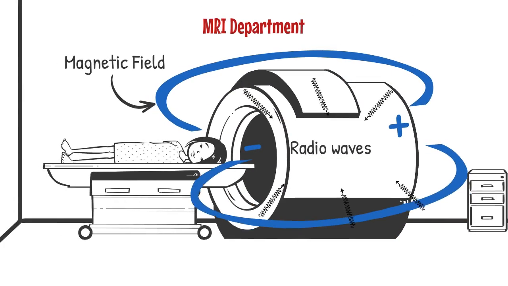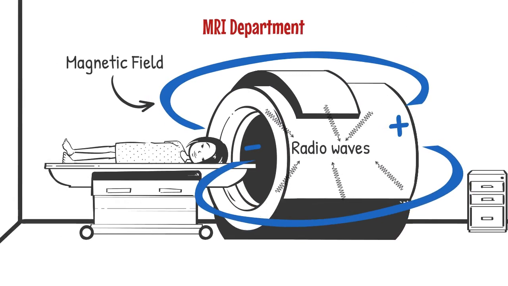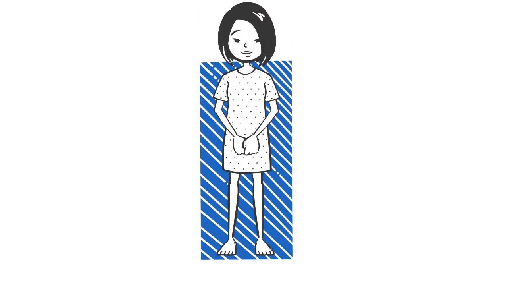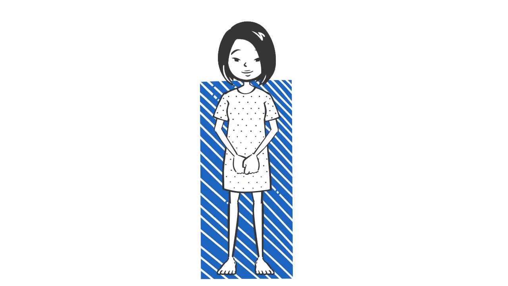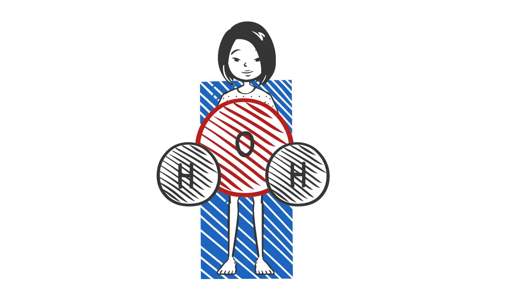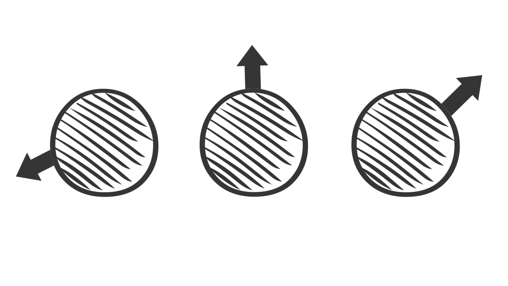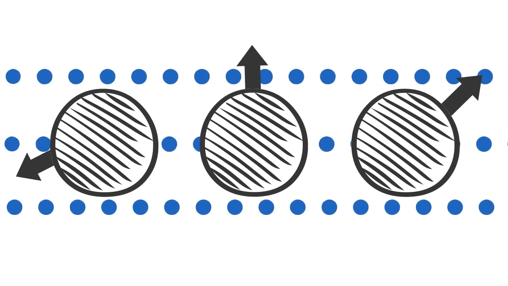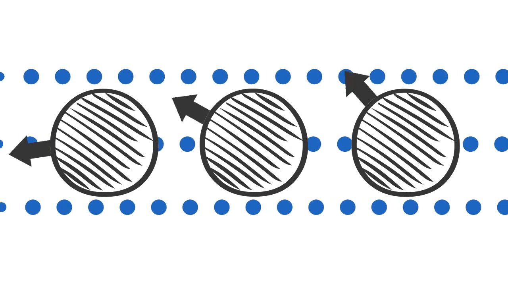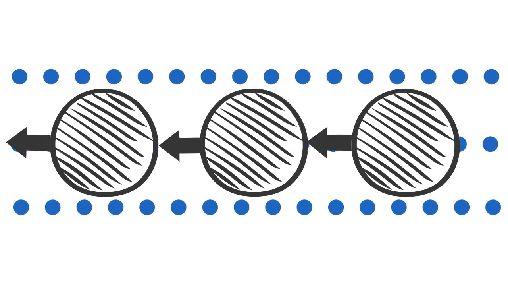MRI scans use magnetic fields and radio waves, which have shown no evidence of being directly harmful to humans. Most of the human body is made up of water, which contains hydrogen and oxygen. Hydrogen atoms have a proton at their centre, which are sensitive to magnetic fields. There is a magnetic field created in the scanner, which causes the protons in the body to all line up with one another, all in the same direction.